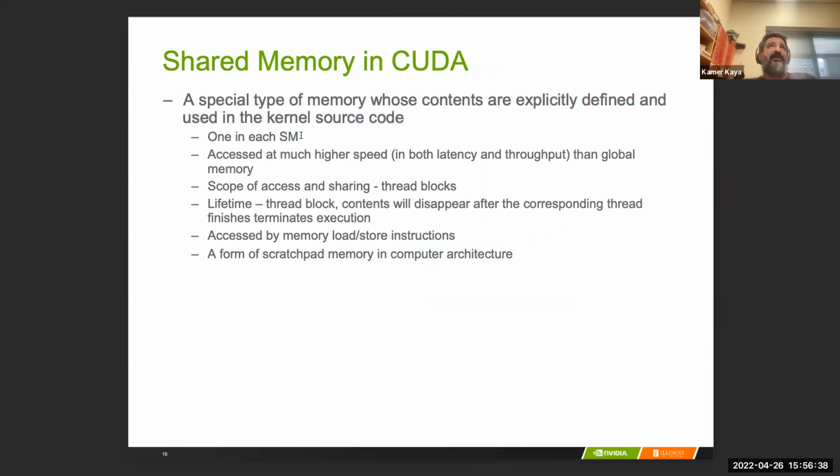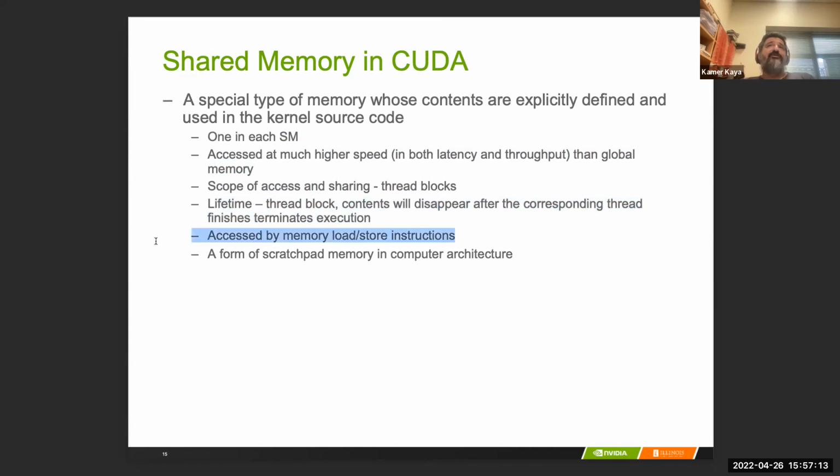Well, this is streaming multiprocessor specific, okay? So it's not like shared memory covers multiple streaming multiprocessors. So there is one in each streaming multiprocessor. There is a size, and there is also a limit for each block to use from that shared memory region. So it is accessed at much higher speed compared to global memory. Scope of access and sharing are thread blocks, and the lifetime is the thread block. Contents will disappear after the corresponding thread terminates execution.